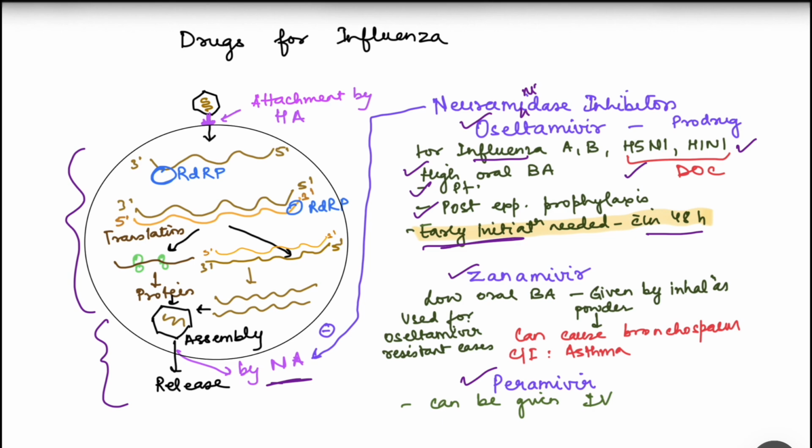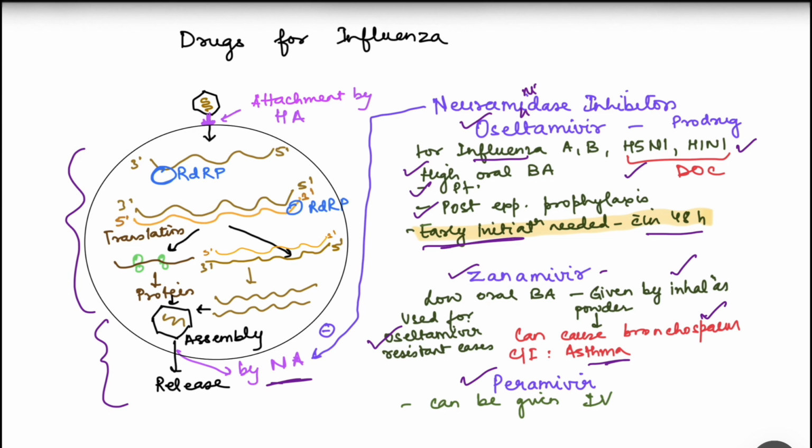Then the next drug is Zanamivir. Zanamivir is not given orally because it has very low oral bioavailability, and it is given by inhalation as a powder. But because it is used in powder form, it can cause bronchospasm, and that is why it is contraindicated in asthma patients. So when is this Zanamivir used? Well, Oseltamivir is the most common drug used, but there may be influenza virus which is resistant to Oseltamivir. So this drug Zanamivir is used for Oseltamivir resistant cases.